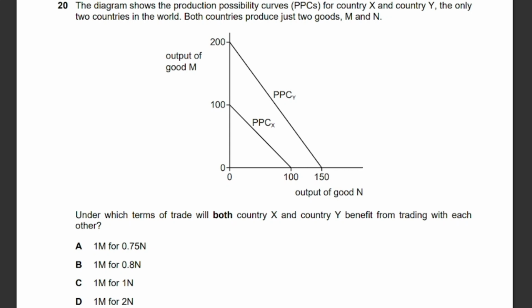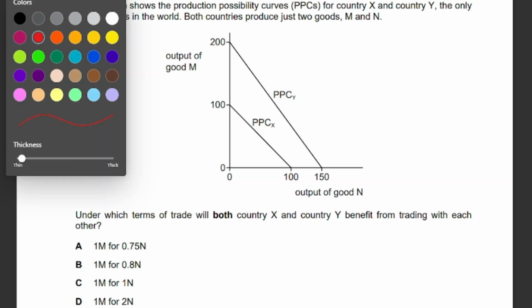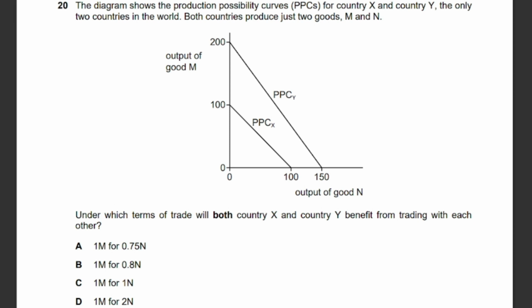Okay everyone, so this is a question from the November 2023 exam series, variant 1-1, and this is Paper 1 AS Level Economics. This question was causing trouble to many students, so I thought I should explain it once again. The question is, the diagram shows the production possibility curve, PPC, for country X and country Y.